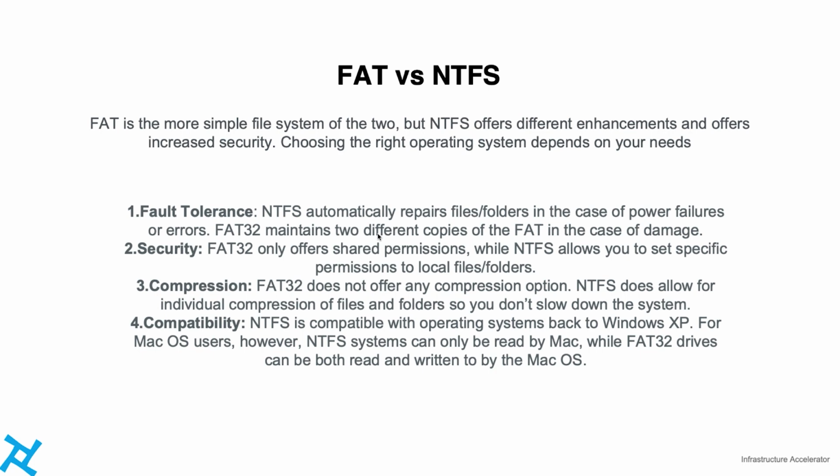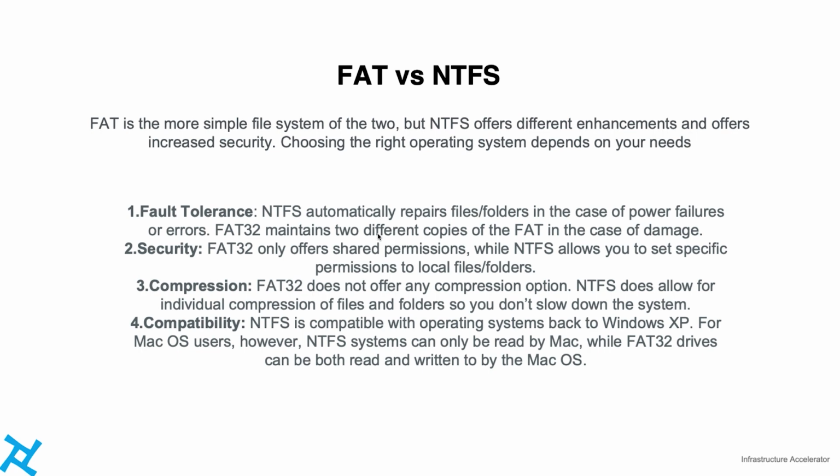Fault tolerance. NTFS automatically repairs files and folders in case of power failure or errors. FAT32 maintains 2 different copies of the FAT in case of damage. So both of them have some automatic recovery mechanism. The FAT is the file allocation table. It is the index that we are talking about. So the FAT32 system maintains a dual copy of the index in case it has to recover it, because it is the main component from where it can identify what data is where.